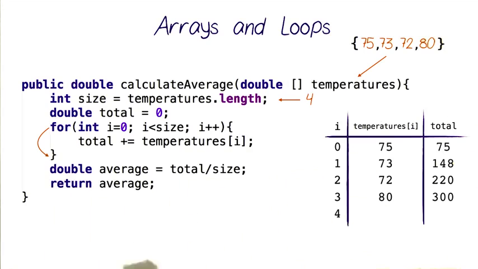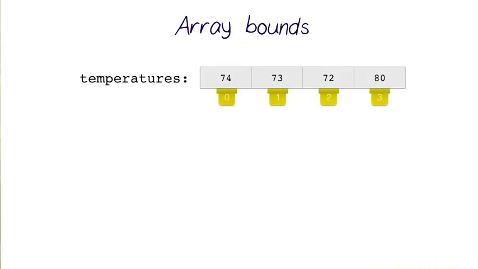Total ended up being 300, and size started as 4. So 300 divided by 4 becomes 75. And that's the value that gets stored into the variable average, so we can safely return that as the result of the function. Knowing the size of the array is very handy in many occasions.